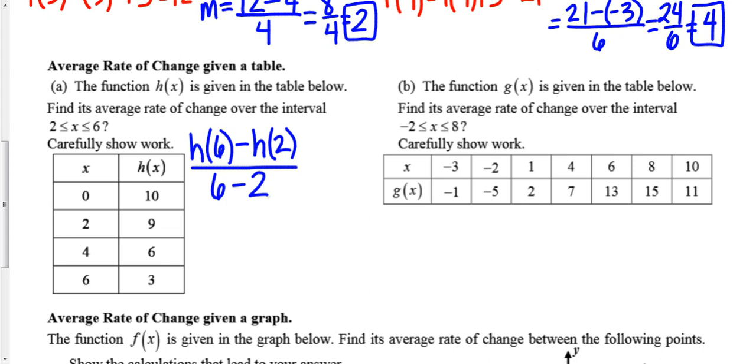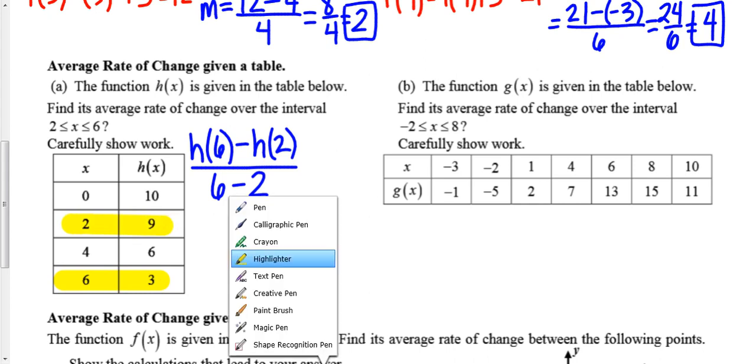Again, we're going to find the change, the difference. It is your change of y over your change of x. Now we're going to use our table to find h of 6. When our x value is 6, our y value is 3. When our x value is 2, our y value is 9. So that's what I'm using.